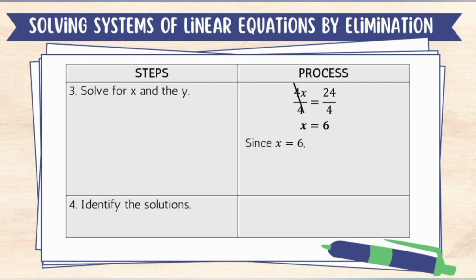we can now solve for the value of y. So we'll just substitute the value of x, which is 6. y is equal to 3x. So y is equal to 3 times 6, which is equal to 18. To identify the solution, therefore, the solution of the equation is (6, 18).